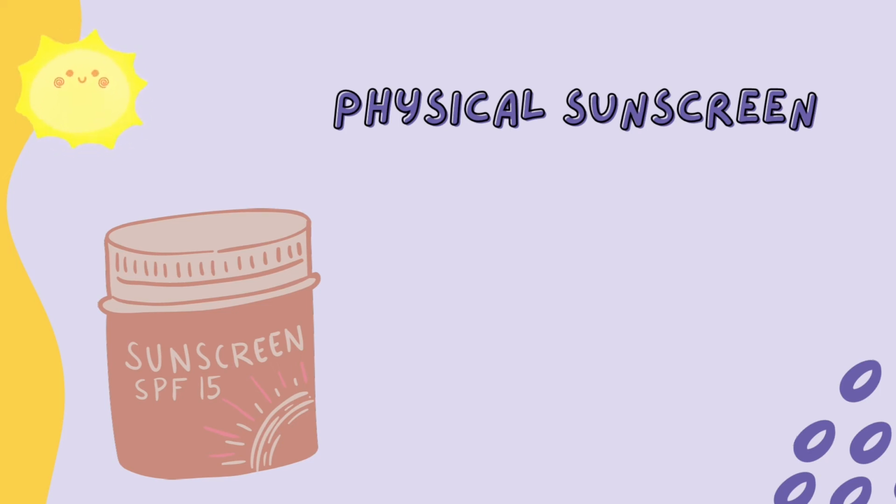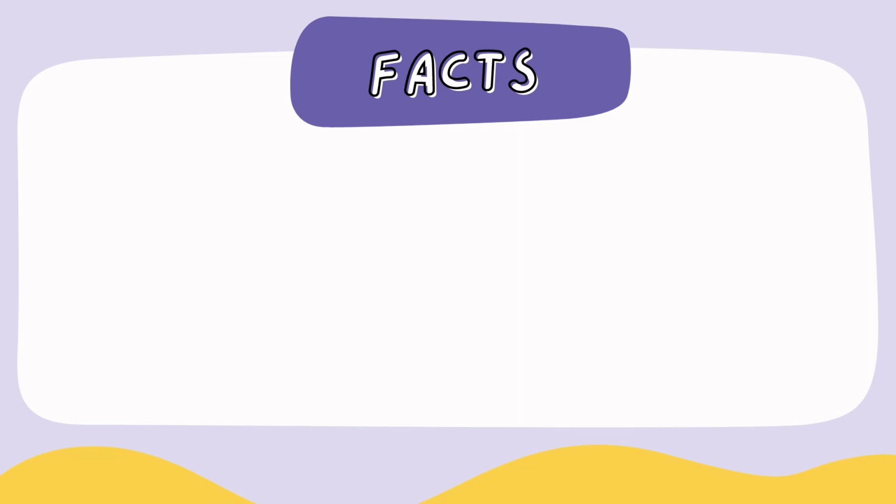If you are the user and want to help the environment, you can flip the bottle over and see the active ingredients that contain zinc oxide and titanium dioxide. It's simple. Now, let's talk about the facts of sunscreen.